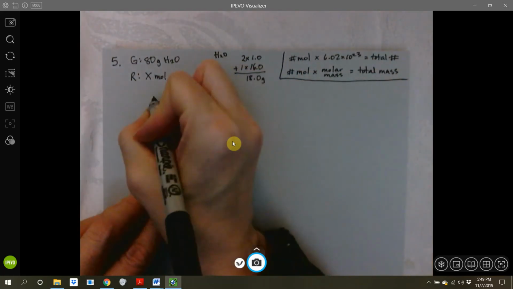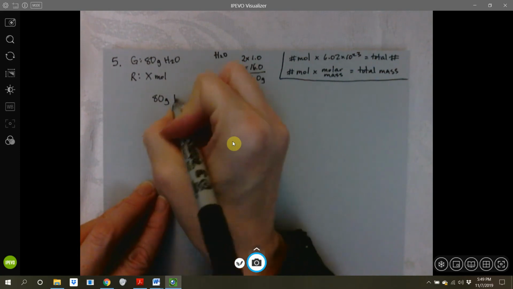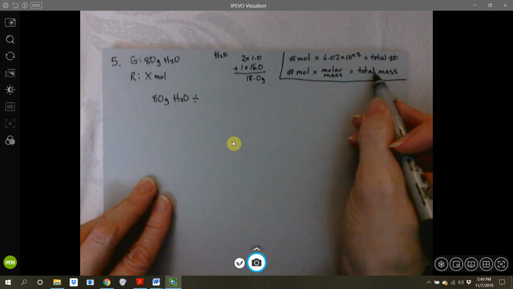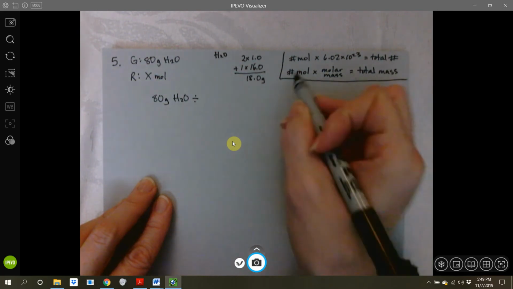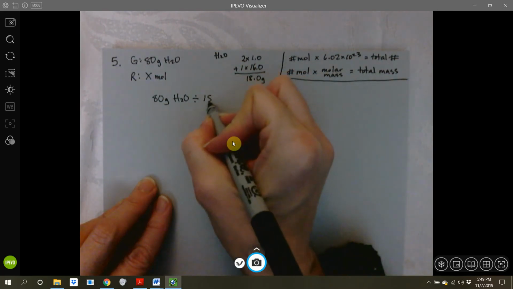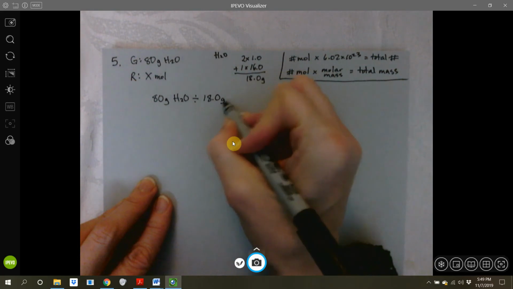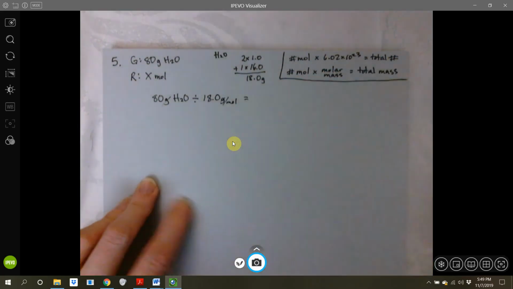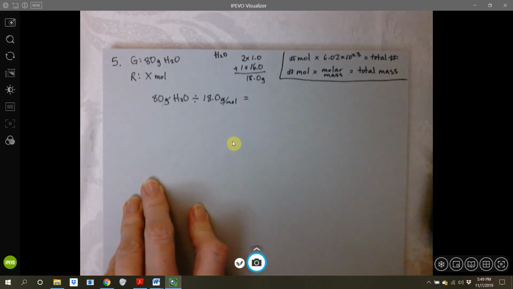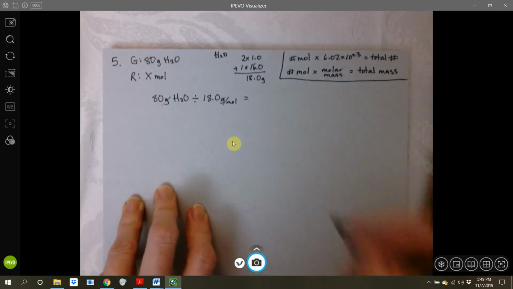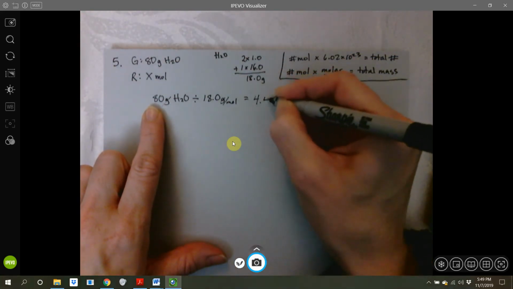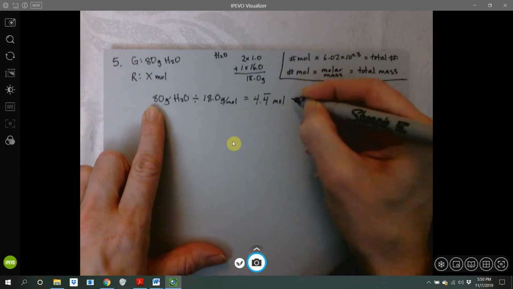So we'll take our given, our 80 grams of H2O. We will divide by our molar mass, right? So we had a total mass, we're dividing by molar mass to get a number of moles. So we'll divide by 18.0 grams per mole, and we get moles. So 80 divided by 18.0 gives us 4.4444, 4 repeating, right, moles of H2O.